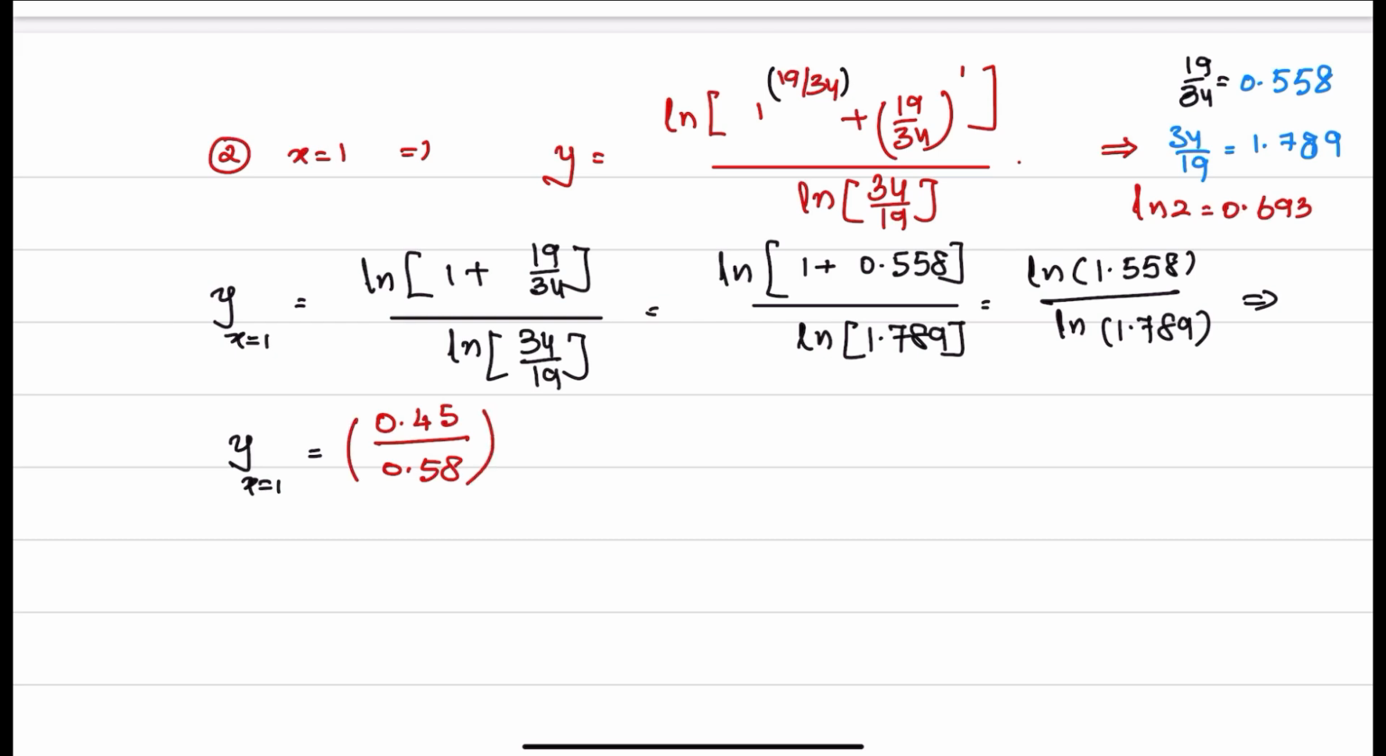These two divisions will be approximately 0.76. That means at x is equal to 1, y is equal to 0.76. You can even get it as 0.75 or 0.77, there is no problem. Because we are doing it without a calculator, you remember ln 2 is equal to 0.693, and from that we will move forward. ln 2 is a very good number which is very useful for our day-to-day problem solving.